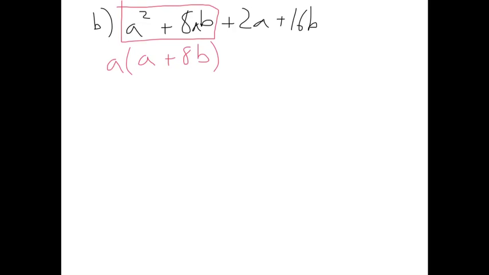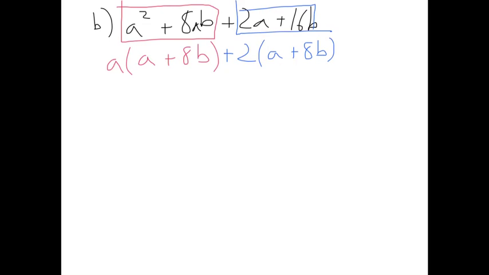I'm going to do the same thing with this second pair. What's the greatest common factor out of that second pair? 2. What's left? I factor 2 out of this. What's left? A. 2A over 2 is just A. A plus 8B.